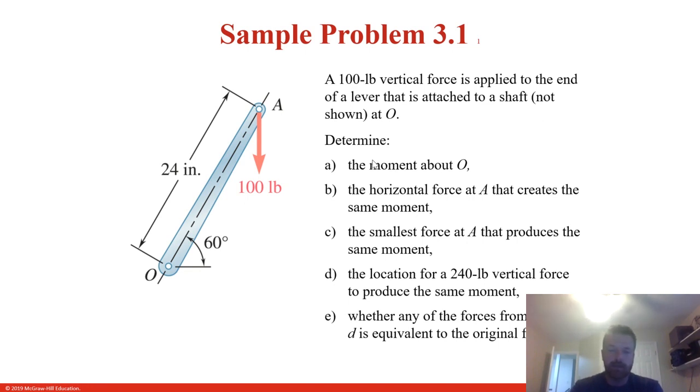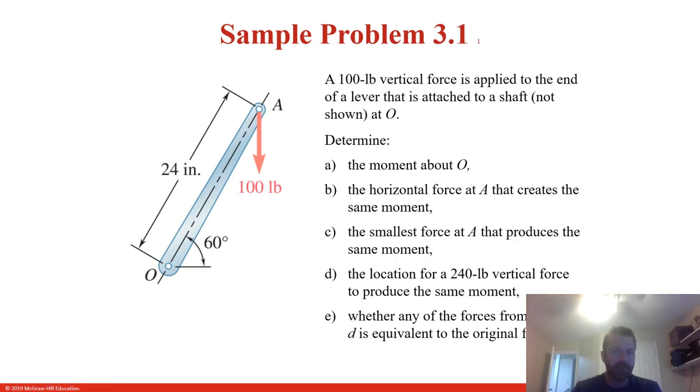So I wanted to look at a bit of an example problem here. This is pretty similar to one of the problems that we worked beforehand, so we won't talk about it in too much detail, but we have a 100-pound force and it's being applied to the end of this lever that's attached to a shaft that's not shown at point O. And we know that the length of this actual lever is 24 inches. And again, the point of application of the force is 100 pounds. So we want to determine the moment about point O and then a bunch of other questions.